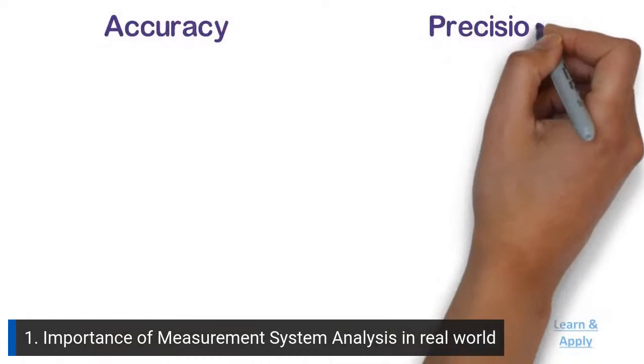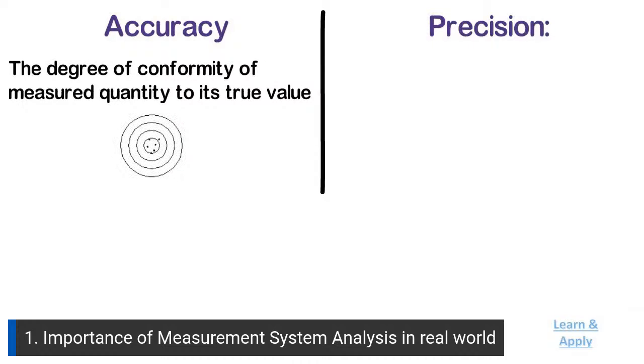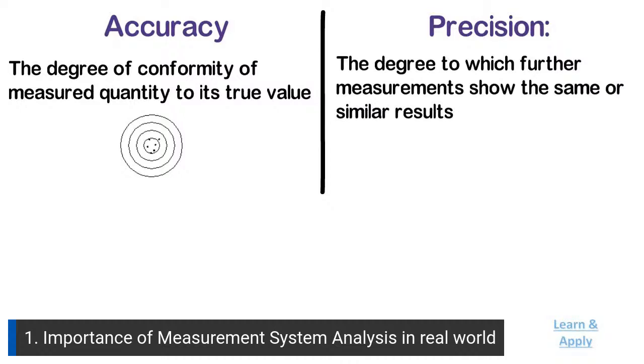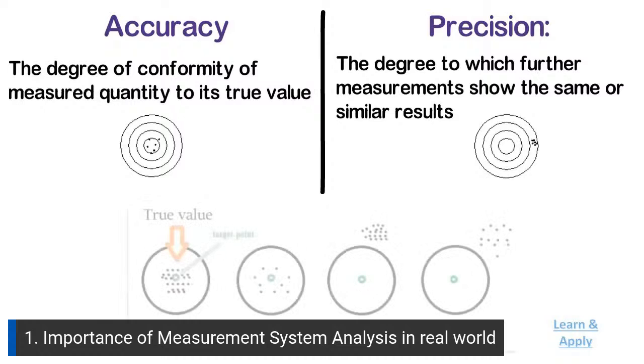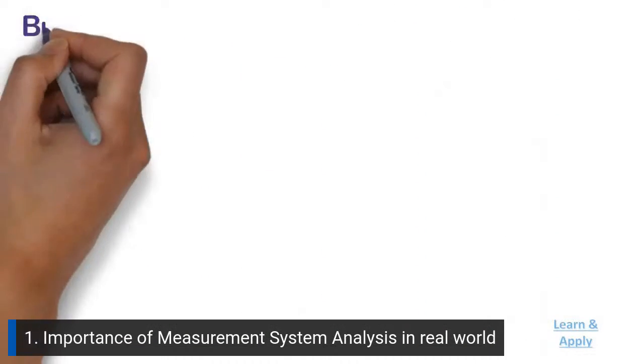Accuracy and precision. Accuracy is the degree of conformity of a measured quantity to its true value. That is, measurements that are close to the true or actual value are said to be accurate. Whereas precision is the degree to which further measurements show the same or similar results. That is, measurements that are close to each other are said to be precise. Please note that measurement results can be: one, accurate but not precise; two, precise but not accurate; three, both accurate as well as precise; and four, neither accurate nor precise.